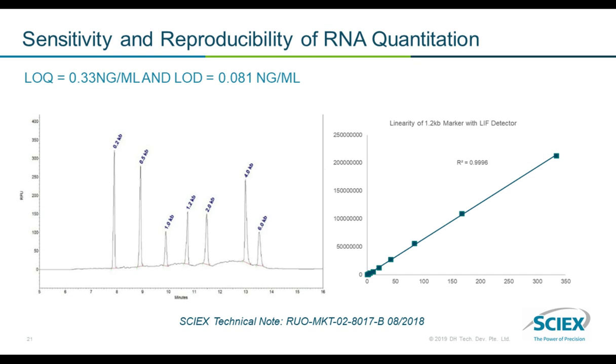Now, what kind of sensitivity can we achieve? We can get an LOQ of 0.33 nanogram per ml and an LOD of 0.08 nanogram per ml. This is determined based on the spiked 1.2 kb fragment, which is spiked within the marker. And you can see the relationship is very linear over a long dynamic range.